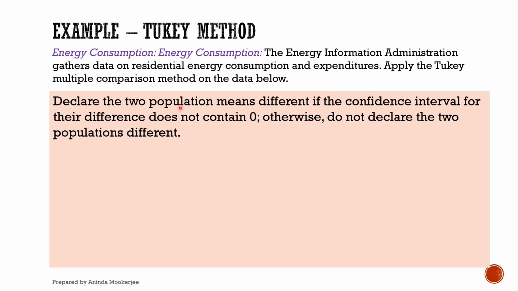So this brings us to the end of chapter 16 on ANOVA tests. We interpret the confidence interval and declare the two population means different if the confidence interval for the difference does not contain a 0. Otherwise, do not declare the two populations different. And once we make that interpretation, we can put it together formally.